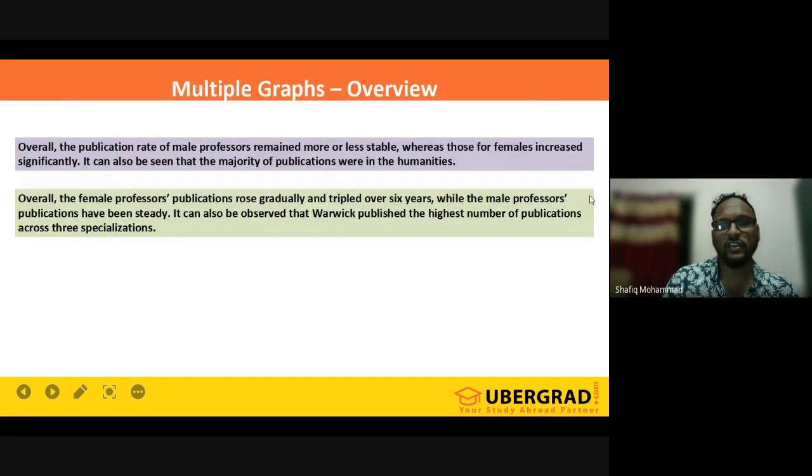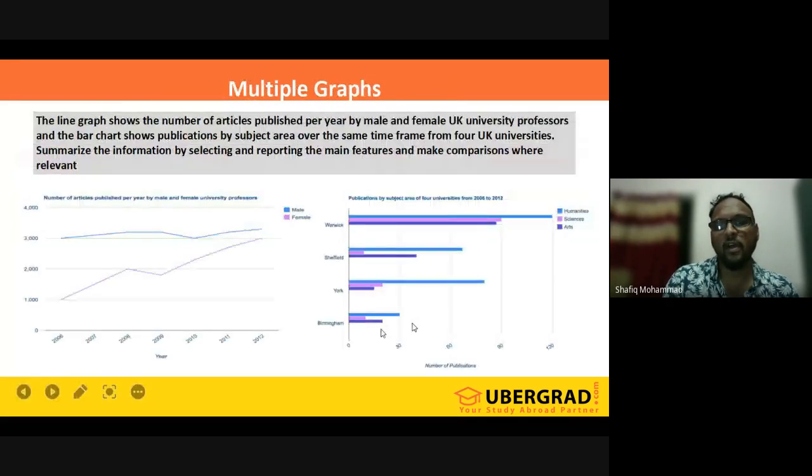So he's talking about this. Obviously, of all the publications in humanities, sciences, and arts, Birmingham was the least, and Sheffield and York were high in humanities, and Sheffield also went up to somewhere around 45 in arts. See, so he's talking about this.